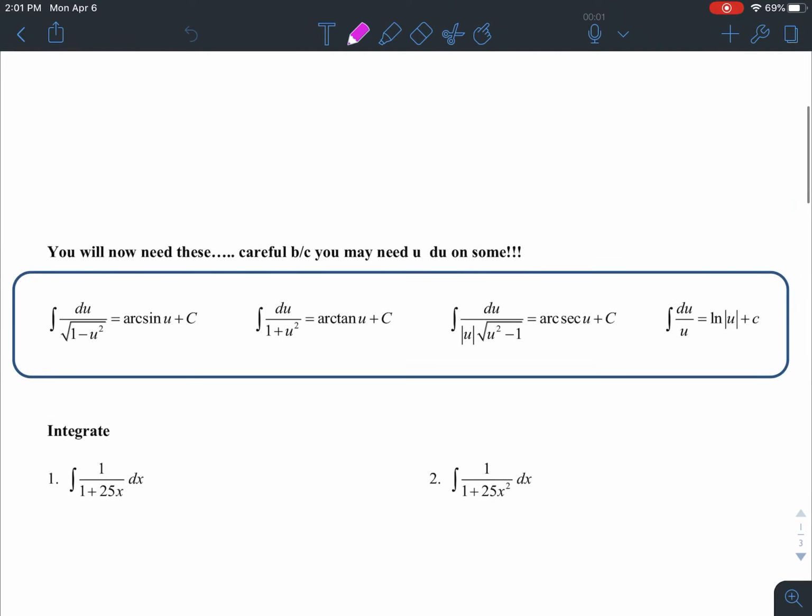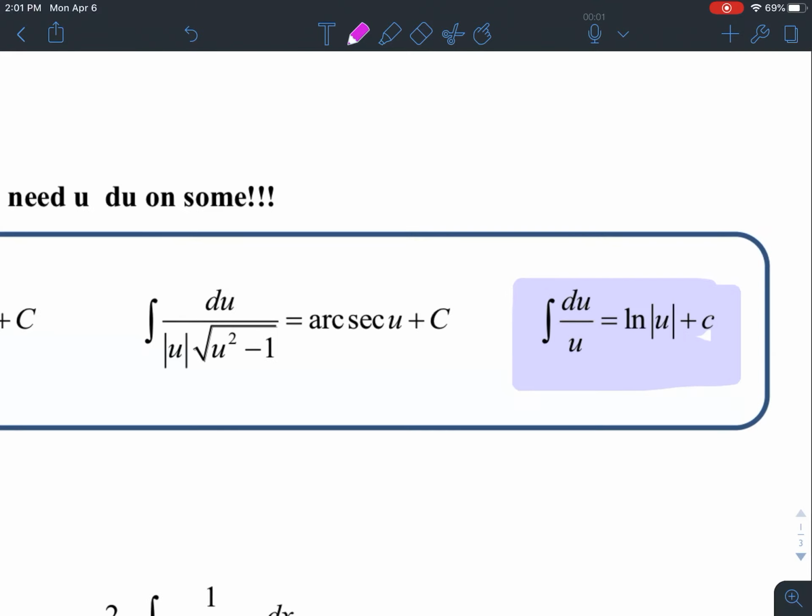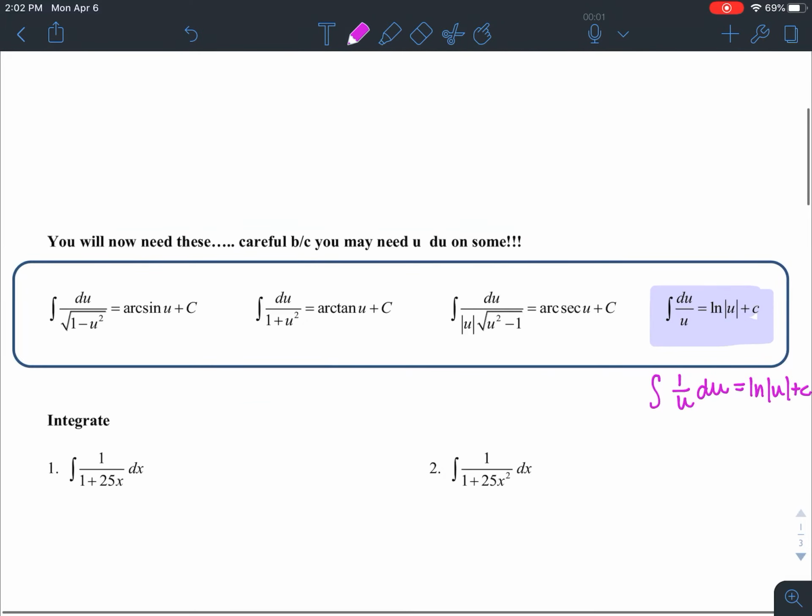So, let's try to get through these notes. First off, we have done the derivatives of arcsine, arctan, arcsecant, etc. Now we are going to do the antiderivatives. We have done this antiderivative. The one that we like the look of better is the antiderivative of 1 over u du. That equals ln, absolute value of u plus c. That's the way we like to see it.